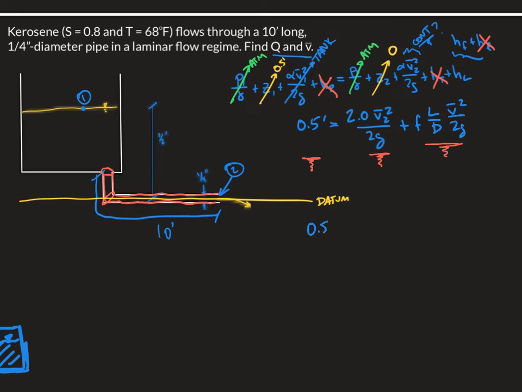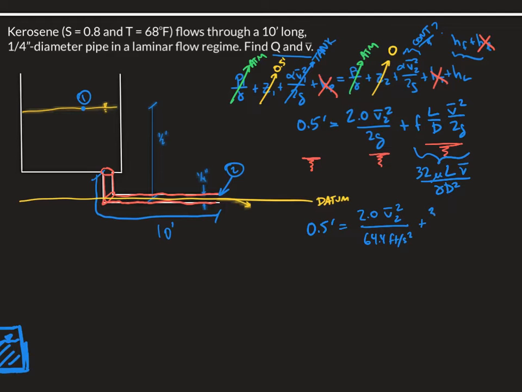Okay, so 0.5 feet equals, let's write this as 2.0 times V bar 2 squared on 2 times 32.2, so that's 64.4 feet per second squared, plus, now I'm going to rewrite this here underneath it as 32 mu, because this is laminar, L, V bar over gamma D squared. Okay, so we can plug all of those numbers in.